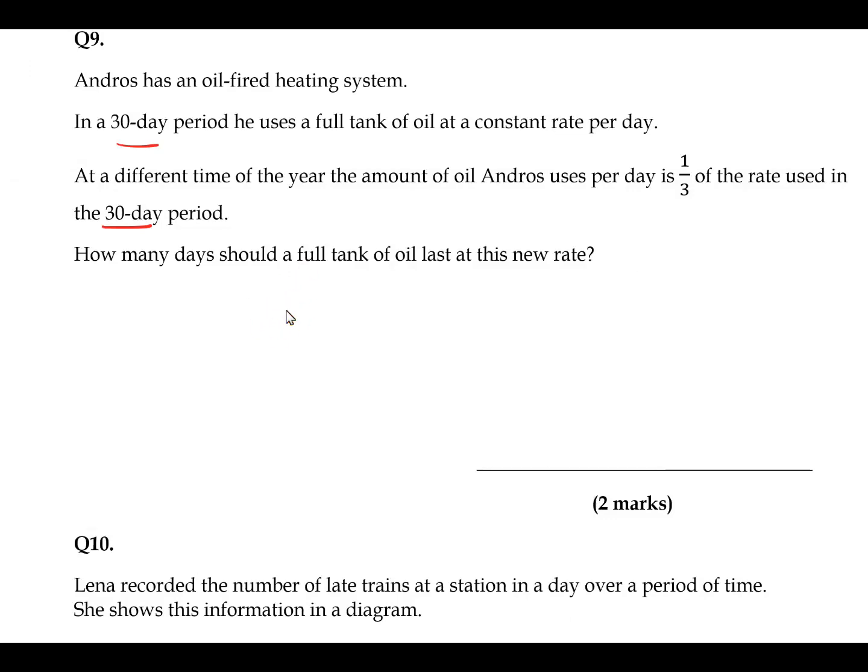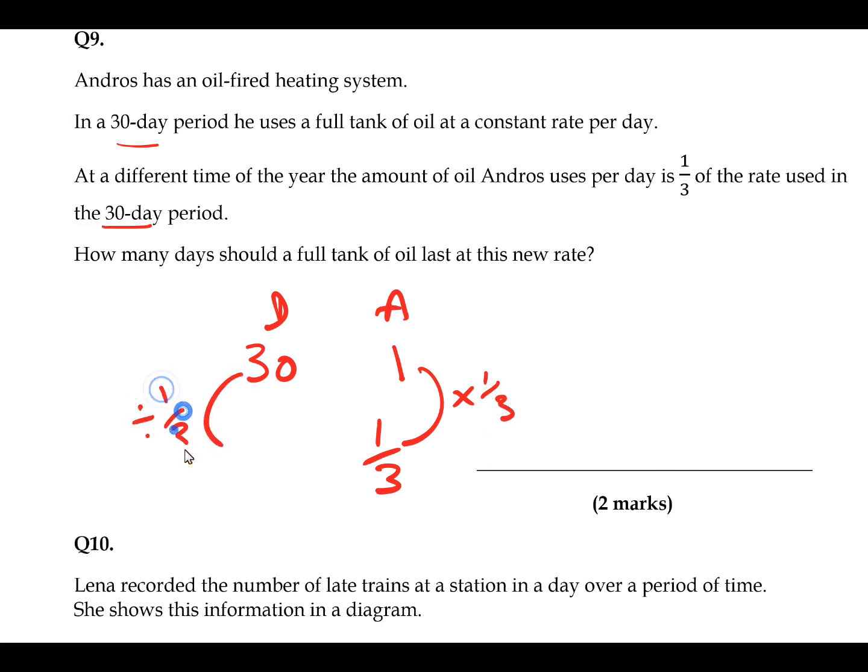This is an inverse proportion. We've got days, which is a 30-day period, and we've got the amount, let's call it 1. So the amount on this side is going to reduce, so it's going to go to 1/3. So we've multiplied this by 1/3. So we need to divide this side by 1/3, and you end up with 90 days. So 90 days is the amount. So this is an inverse proportion question. So the slower he uses it, the longer it lasts.